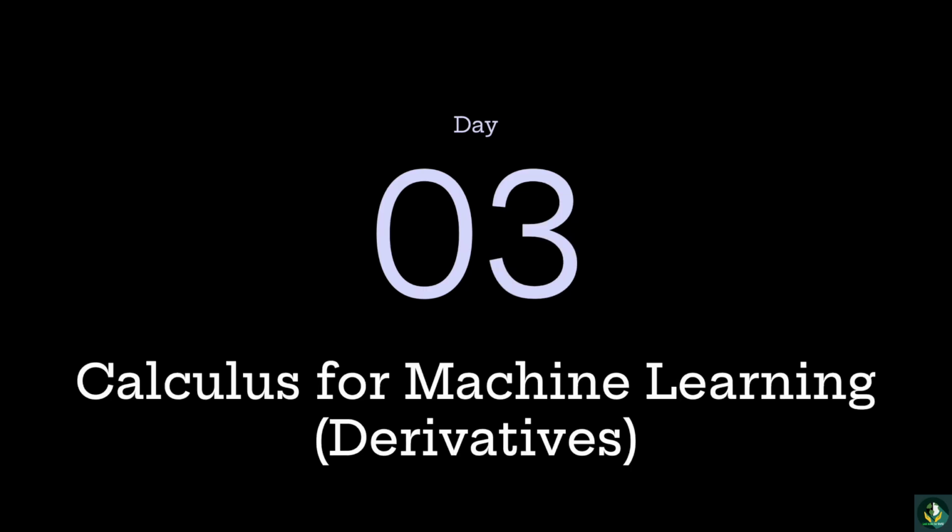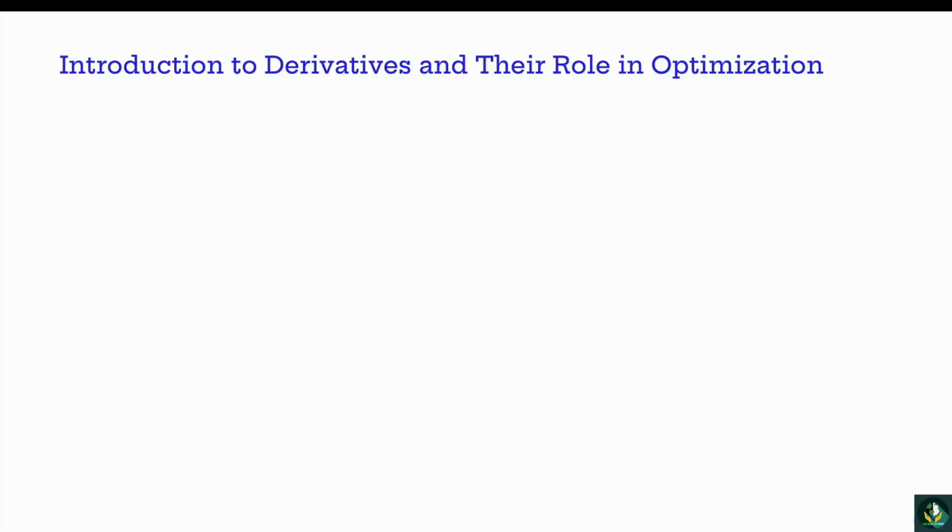So if you had any issues or problems or have any doubts, let me know and I'll get back to you. Day 3. Today we are going to look at calculus for machine learning. Specifically, we're going to look at the derivatives. So first, we're going to cover introduction to derivatives and their role in optimization.